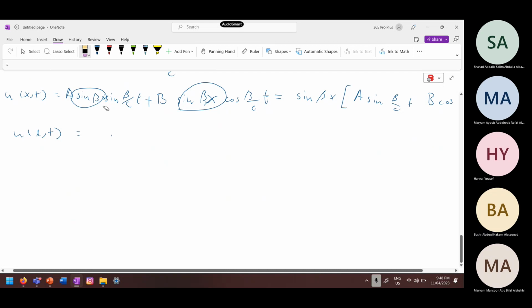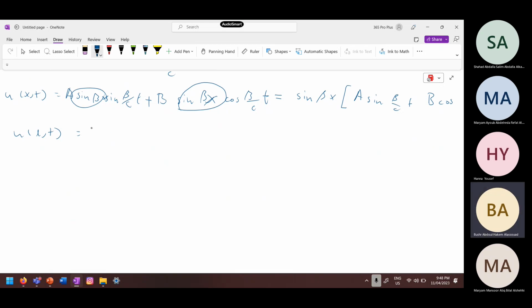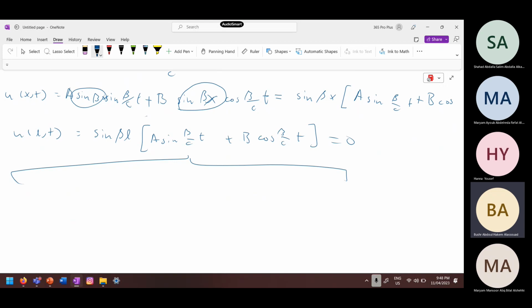So here, substituting the value of L in the X, so we'll get sine beta L, open the bracket. We'll get A sine beta over CT plus B cosine beta over CT is equal to 0. Now, by using basic algebra, you can see here that we're having two solutions. The first solution where we cancel this and work on this. The second solution where we cancel this and work on this.